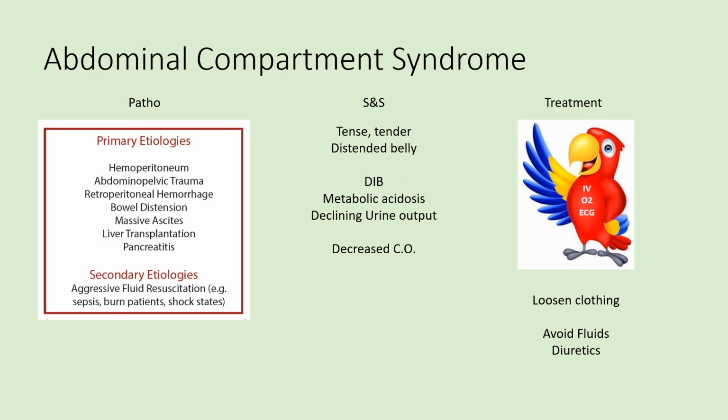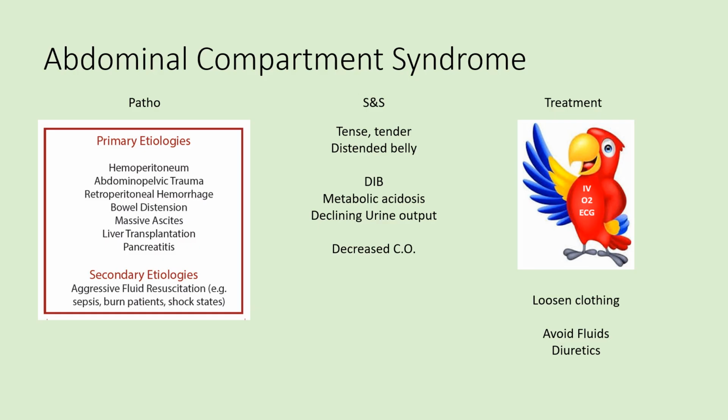Okay, next is abdominal compartment syndrome. How do you get it? Blood in your peritoneum, abdominal trauma, retroperitoneal hemorrhage, blood in there, bowel distensions, and you get bowel distensions from massive ascites and fluid in there, liver transplants, pancreatitis, and things like that.